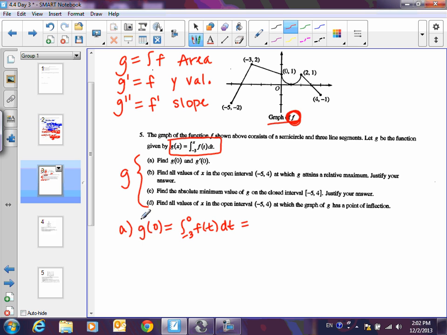G, not G prime, not G double prime, has to do with area. You should be doing something with area to figure this out. That should be clear when you see that integral sign as well. That's an area. So we want to find the area from x equals -3 all the way to x equals 0. What is that shape? It's a trapezoid. Do you know how to find area of a trapezoid?